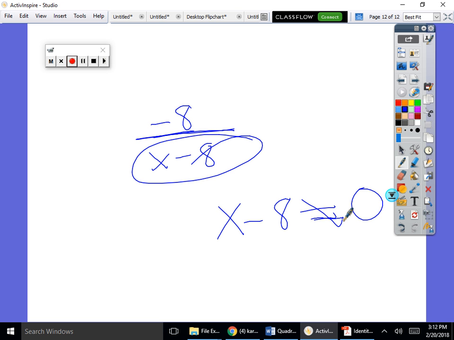And what do? Talk to me, talk to me. Add 8. So it is undefined when x equals 8. It is undefined when x equals 8. Cool? Ring a bell? Yes? Sound familiar?